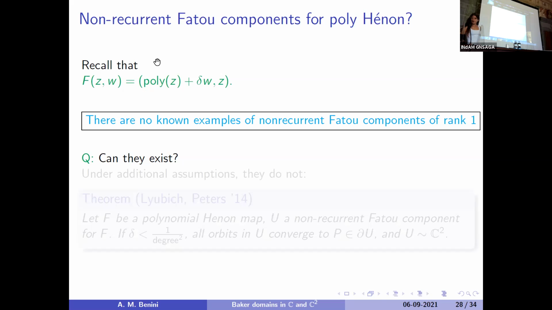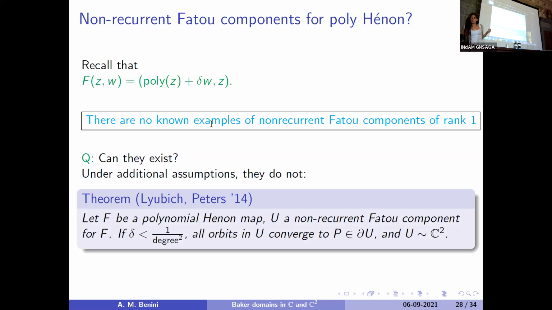Now, what I was trying to tell you is that there are no known examples of non-recurrent components of rank 1, in which everything squeezes onto a manifold in the boundary. And it's a big question, well, a big question to me. It's a question which is generically asked whether they can exist. You don't want to read this theorem, but there are some cases in which you can exclude them. So they may exist or not, but you at least need some assumptions. Under some assumptions, you can rule them out.